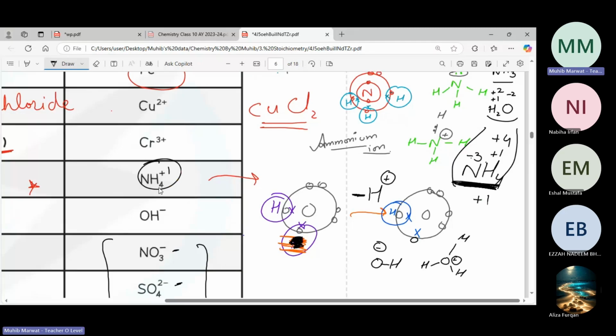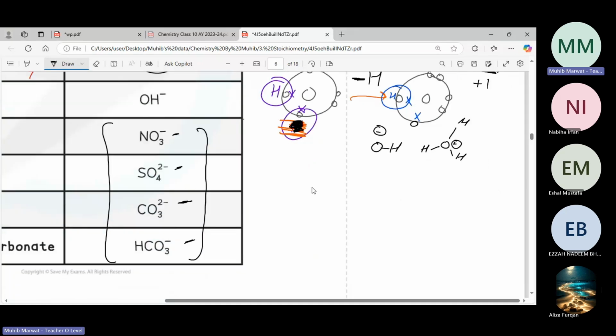In the case of the OH negative ion, oxygen is having -2 oxidation state, whereas hydrogen is having +1 oxidation state. It is only one, right? So +1 and -2 never cancel out each other, and the resultant answer will be -1. Clear? Is it clear? Yes.